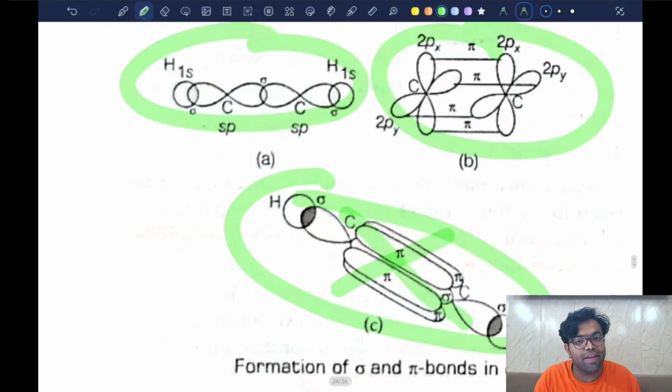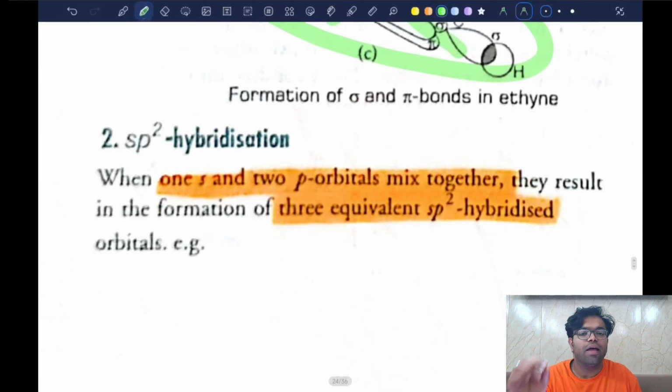Rupad, sp hybridization. Okay, fine. Now, the sp2 hybridization. After linear structure in VSEPR theory, what was the next structure that we learned after linear? Trigonal planar structure. So the sp2 hybridization is going to give us the trigonal planar geometry.